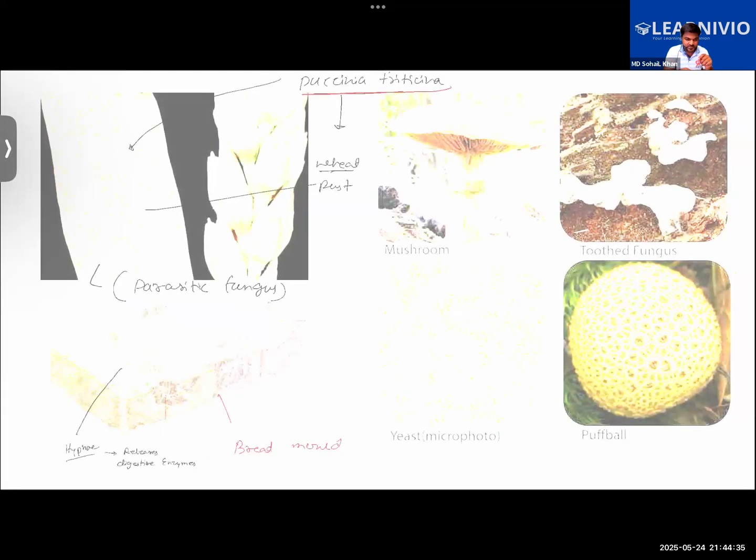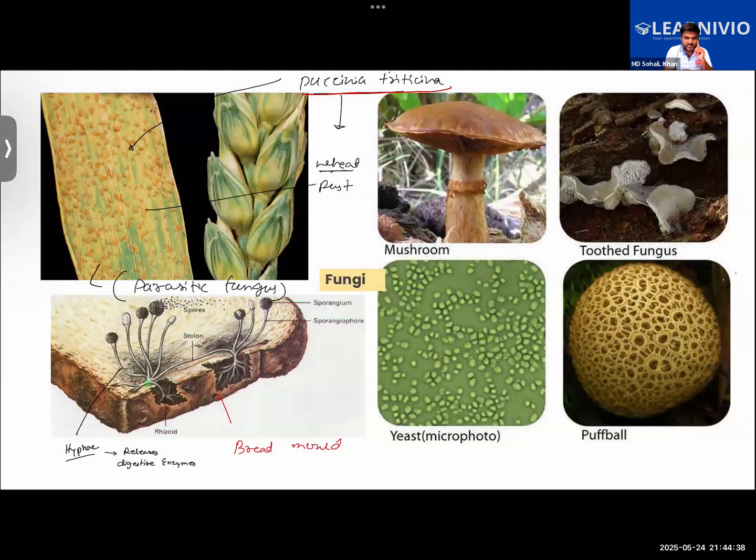Like take an example of wheat rust. It's a disease caused by a fungus named Puccinia triticina. So it's a parasitic fungus. It lives on the cells of the wheat, and from there it derives its nutrition. While mushroom and bread mold, right? These are saprophytic. Getting it now?